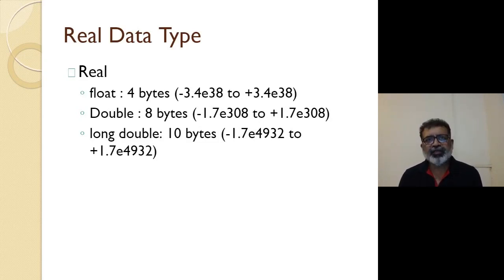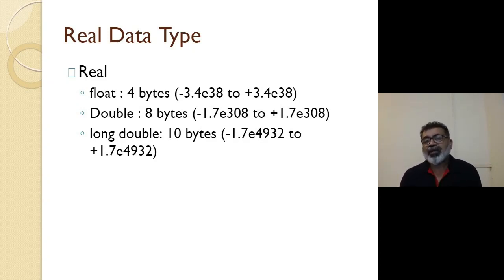The third data type is the real constant, and there are 3 variants of real constant. So the float takes 4 bytes of memory. The range is -3.4 e raised to 38. I have told you that e stands for 10 raised to 38. That is how you can store large numbers. So -3.4 times 10 raised to 38 to +3.4 e raised to 38, that is 10 raised to 38.